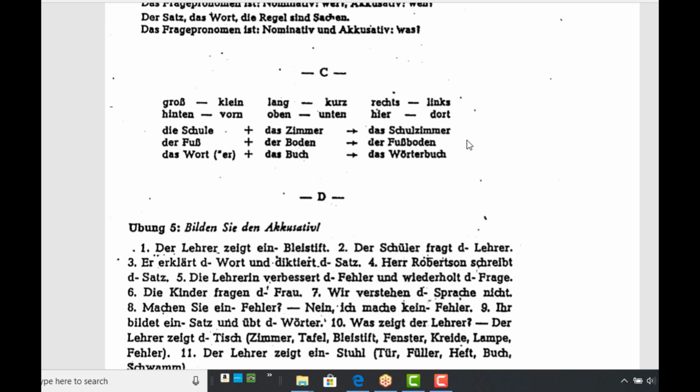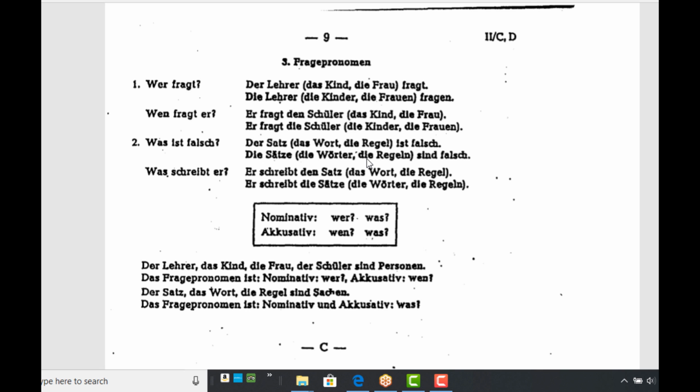So then they just review the principle that the second word in a compound noun always determines the gender. So it's die Schule plus das Zimmer, and the whole word becomes das Schulzimmer, a neuter noun. Okay, so let's see, this is 9.